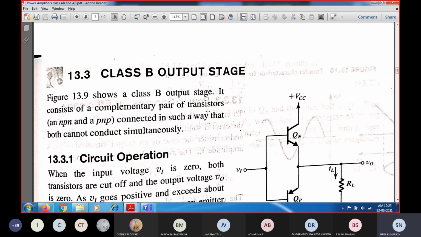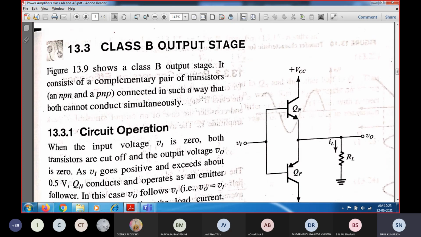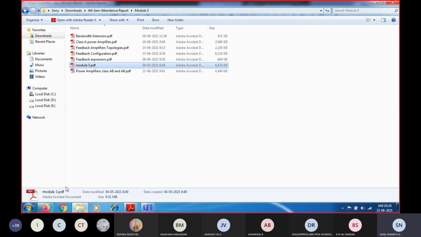So we can go for the class B output stage. So what is the class B amplifier? In order to understand this, first you should know how we have done the classification for the class B amplifier. So the class B amplifier is defined based upon the operating angle. So how do we see the operating angle? Operating angle means you have to consider this.